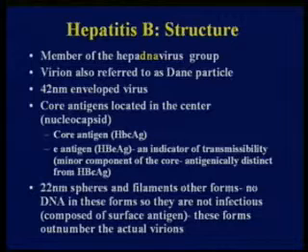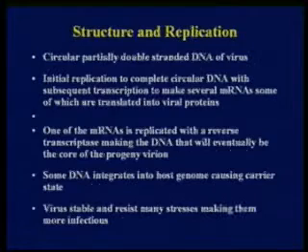But I point out how the core antigen is referred to: big H, little c, A-G for antigen. There's also the E antigen, which is an indicator of transmissibility. Someone is highly infectious if their E antigen is positive. That's a marker for infectivity. It's a double-stranded DNA virus. The virus is stable and resists many stresses, making it more infectious.